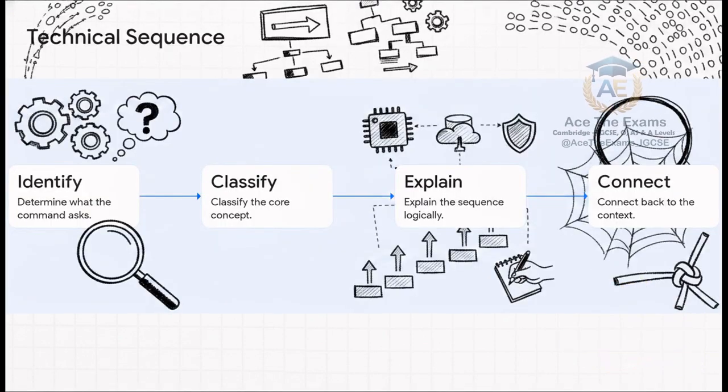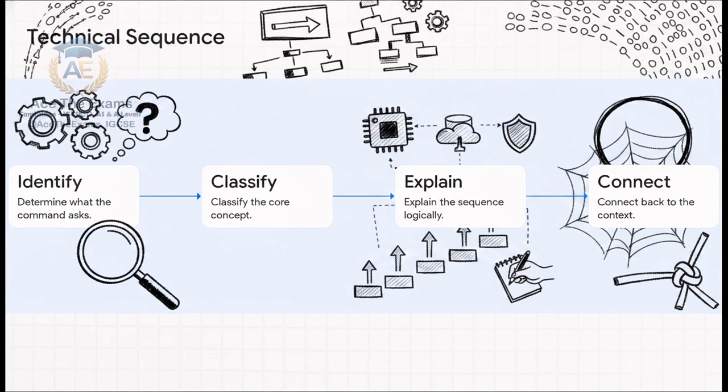Let's move deeper into our strategy with the technical sequence. This builds a highly disciplined path for classifying concepts and ordering your operations logically. When you face a really complex, intimidating question on binary processes, do not panic and absolutely do not start writing facts in a random order. You need to follow this extraction protocol.